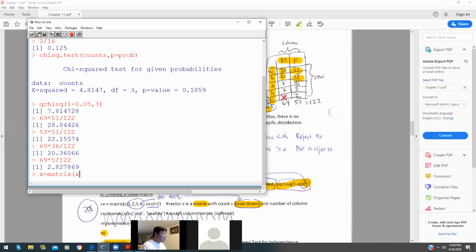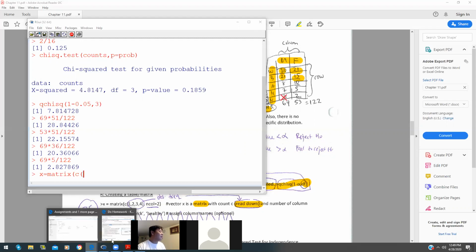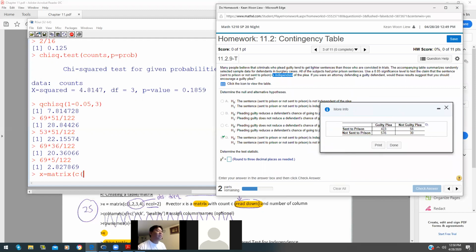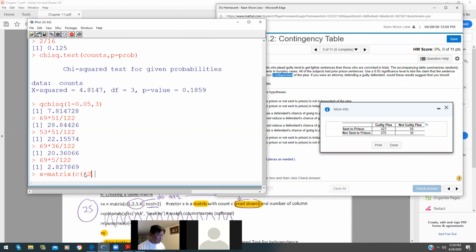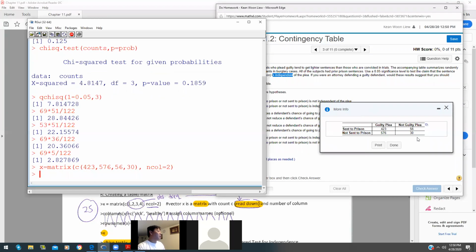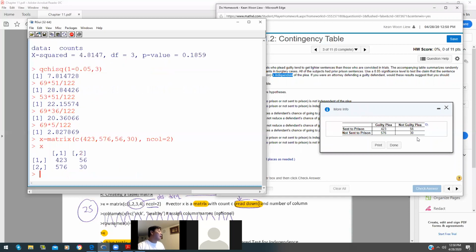And then c, and then you have to use the numbers. You go from top to bottom and then move on. So the first number we have is 423, and then you go down to 576, and then 56, and then 30. Then put a comma, and then ncol. ncol means how many columns we have. In this case, we have 2 columns.